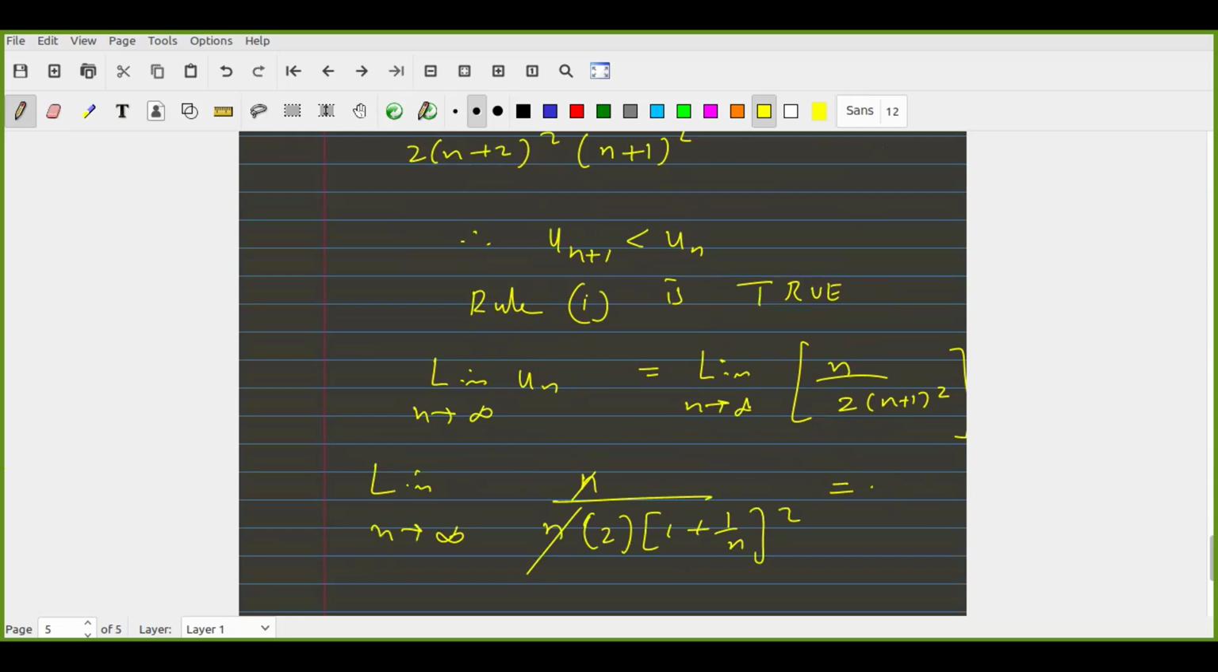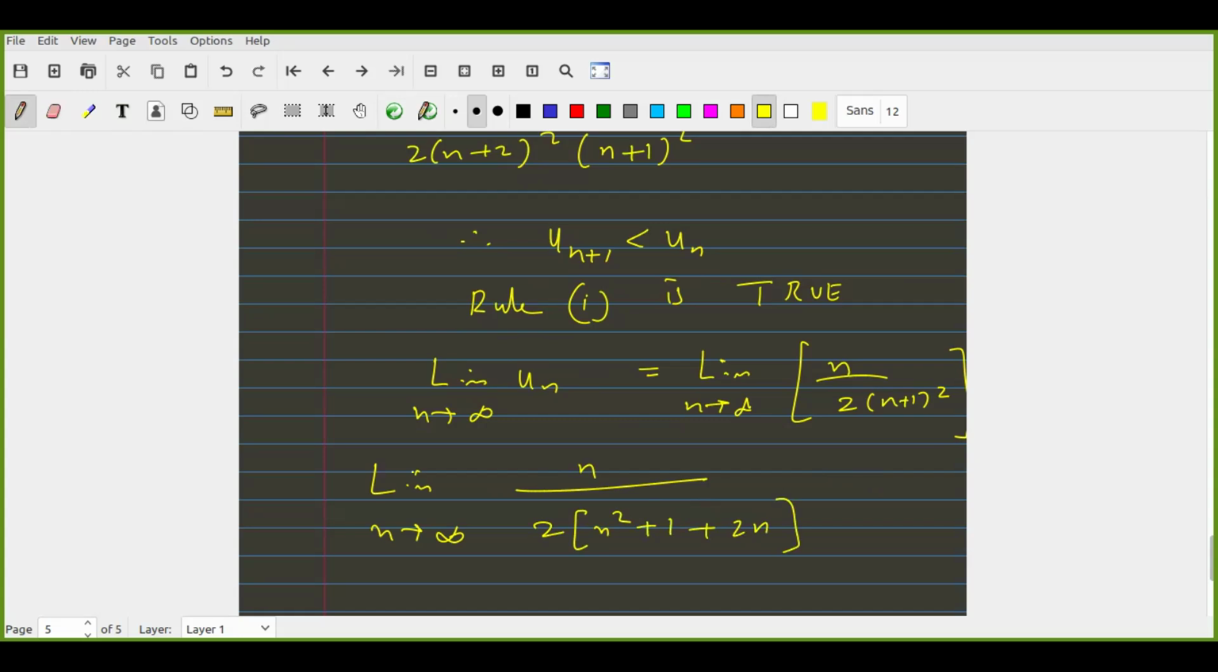So wait, sorry. I think I'm slightly mistaken here. You can't get away with this n. So what is happening with this? This is limit n divided by 2 n square plus 1 plus 2n.